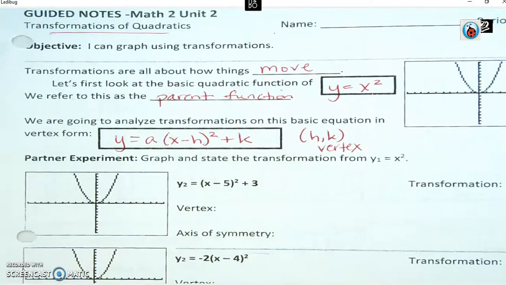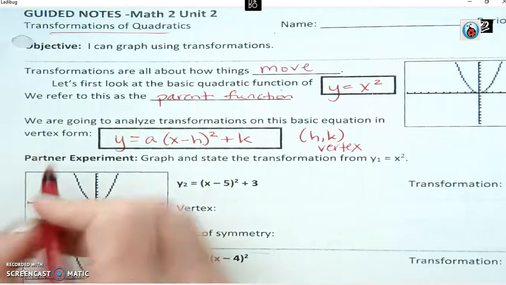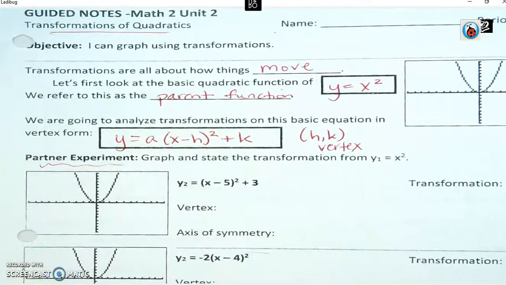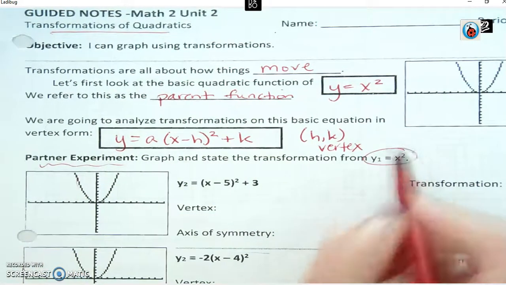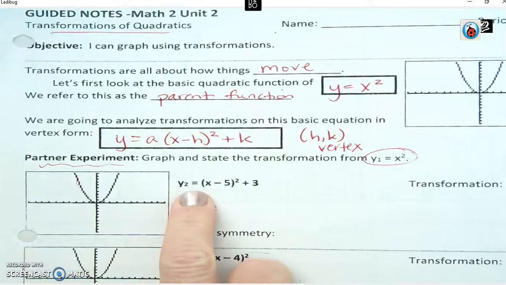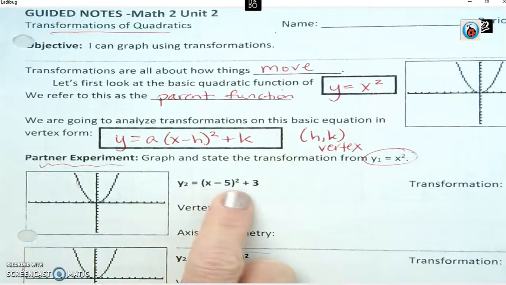All right, so if we were at school, we would do a partner experiment, but alas, we're not. So we are going to graph and state the transformation from y1 equals x squared. So this is x squared. And then we want to know what happens if you do (x minus 5) squared plus 3. Feel free to pause your video and type that into Desmos so you can see what it looks like.